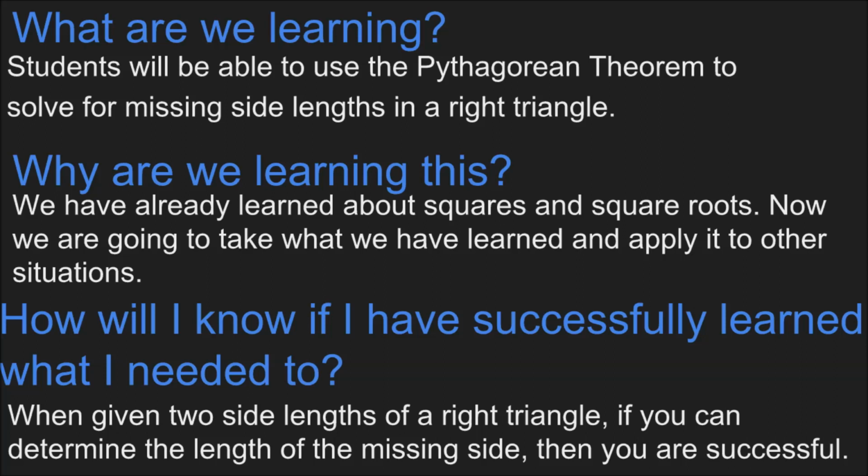And then how will you know if you successfully learned what you need to? When you are given two side lengths of a right triangle, if you can determine the length of the missing side length using the Pythagorean theorem, then you're going to be successful. Before we start, you are going to need your Cornell notes out from the previous week. Take a second and get out the notes that had the Pythagorean theorem on them. I'm going to give you just a second.